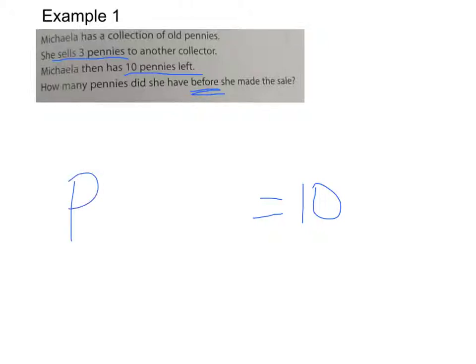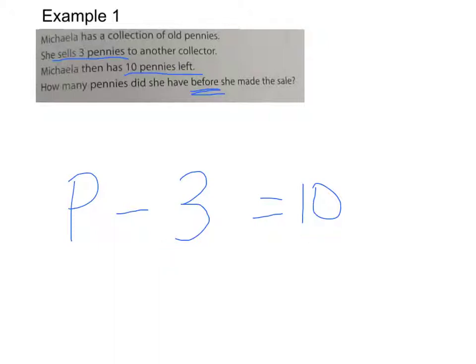So maybe I'll use P for pennies. And then I know that she sells 3 pennies to another collector. So I'm thinking in my head, what operation does sells 3 pennies represent? Is it adding, subtracting, multiplying, or dividing? If somebody sells 3 pennies, they're getting rid of them. So I know that's going to represent a subtraction. So P subtract 3 equals 10. In other words, the amount of pennies she had before the sale, then she sold 3 pennies, and now she has 10 left over.